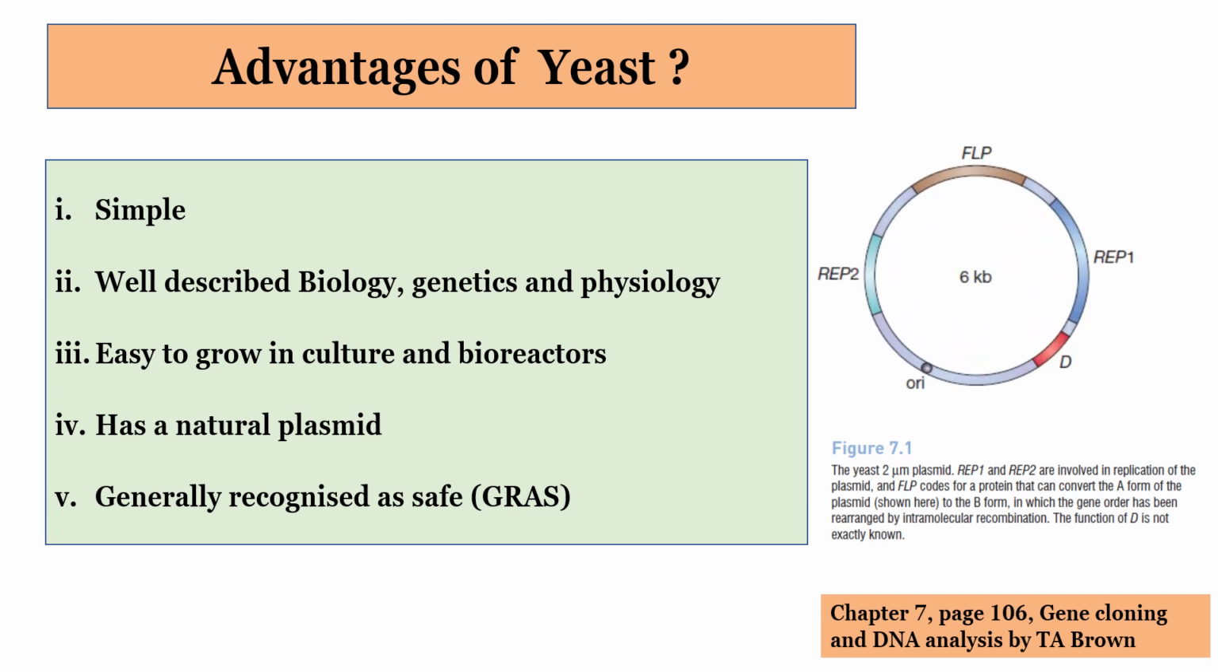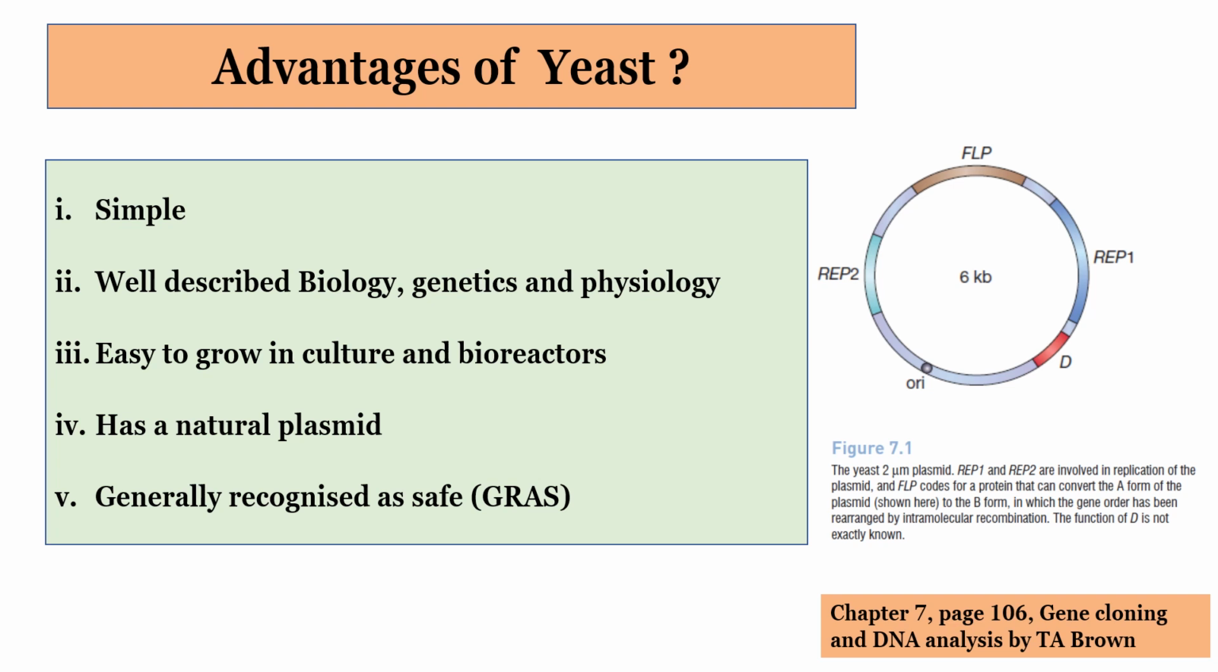Okay, so let's have a look at the yeast 2 micrometer plasmid. Now, this is the yeast 2 micrometer plasmid, and you can see here it has a region of replication. The size is pretty small, 6 kb, and it has a flip gene, FLP, which transforms it from one form to another form. Predominantly there is a form A, and then there is a form B, which is not shown in our book. Then there is a region called the D region, and the exact function of the D region is not known. Rep1 and Rep2 are used for replication, and obviously the origin of replication is the point to start the replication.